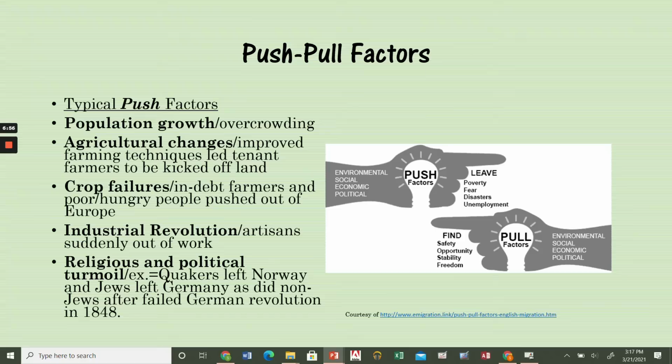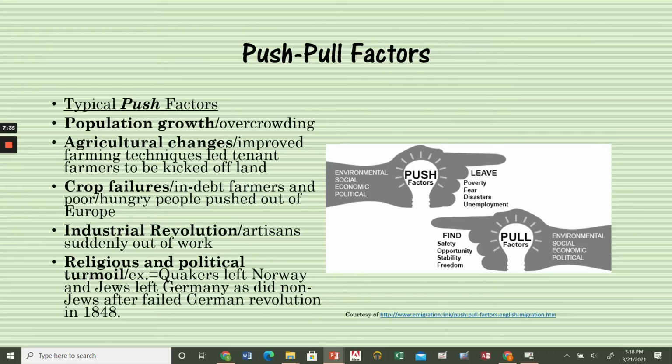And finally, religious and political turmoil. Right? Quakers, for instance, we talked about them a lot. They left Norway during this time period. Jews left Germany, as did non-Jewish persons, after the failed German Revolution in 1848. Okay, so if a country is discriminating against a certain religion, that often pushes those religious people out of that country. Or if a country like Germany in 1848 is going through a revolution and there's a lot of political problems, that also pushes people away from that country into a new country that has a more stable government.